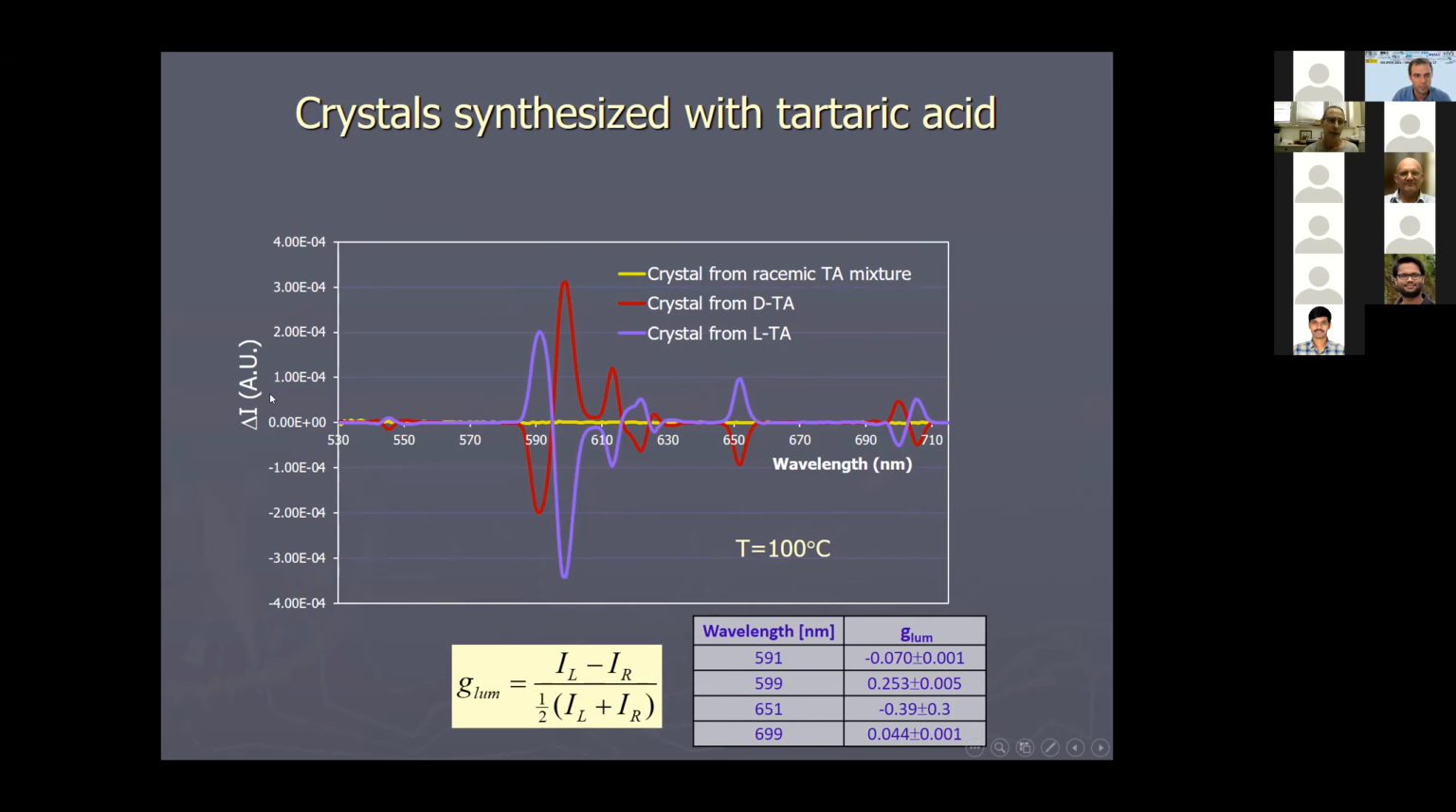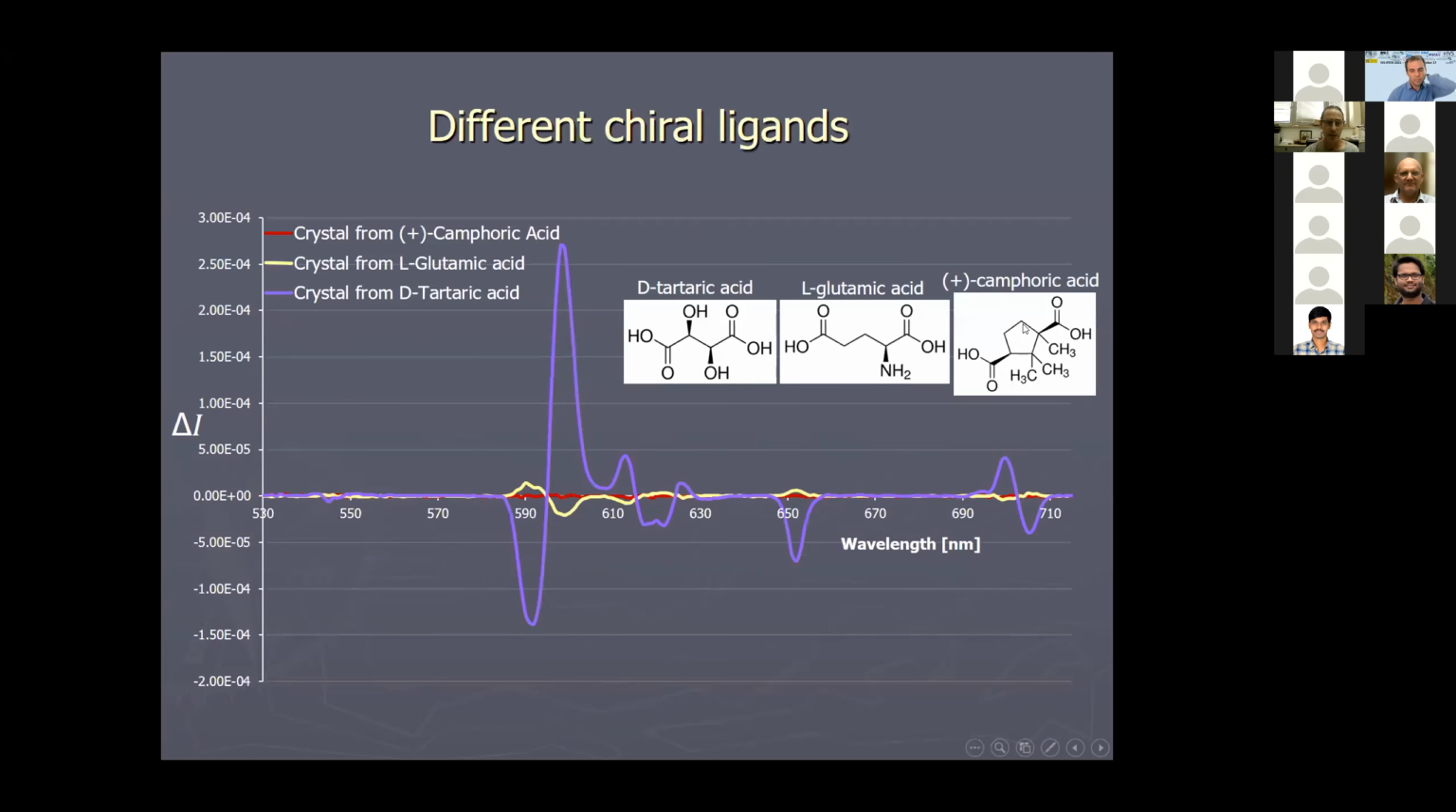This is the intensity difference between the two circular polarizations, what you see here. And if you take a racemic tartaric acid, that is equal proportions of the tartaric acid enantiomers themselves, you get this yellow line, which is 0. So initially, everything seemed to be working fine, and it was very easy to detect this circular polarization because of this efficient europium reporter of the chirality.